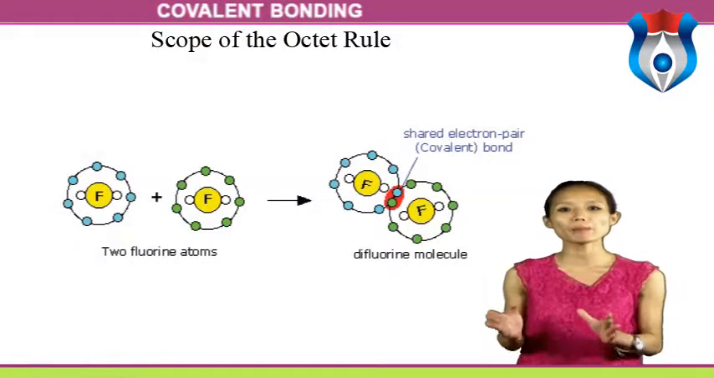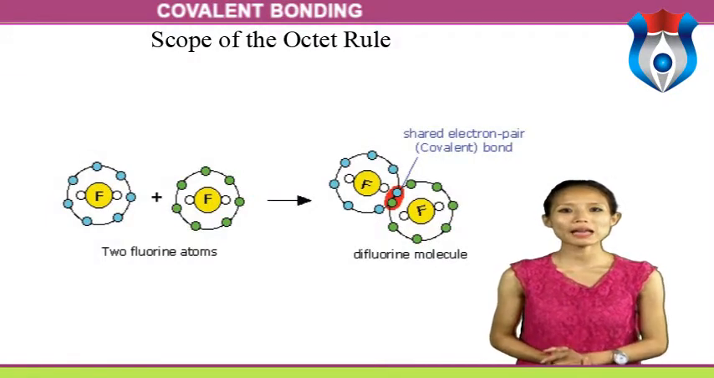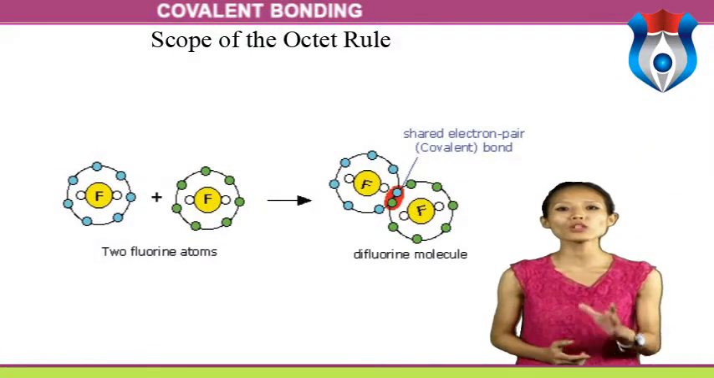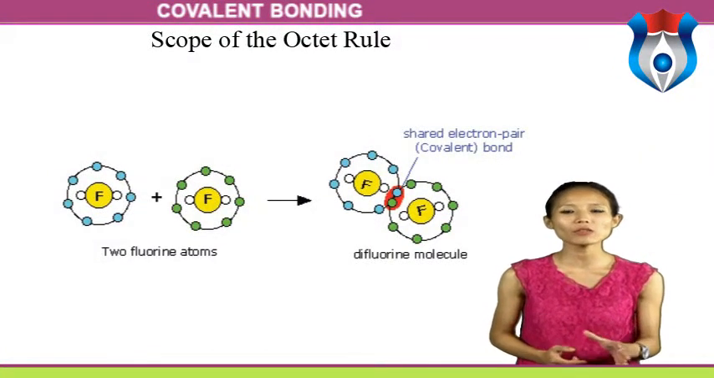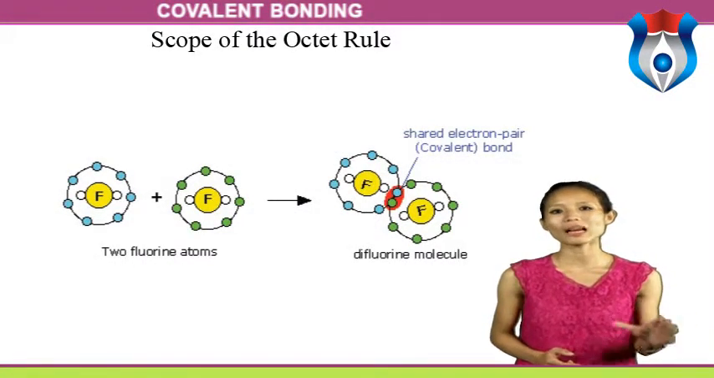The octet rule applies quite well to the first full row of the periodic table, Li through F. But beyond this, it is generally applicable only to the non-transition elements, and even in many of these, it cannot explain many of the bonding patterns that are observed.